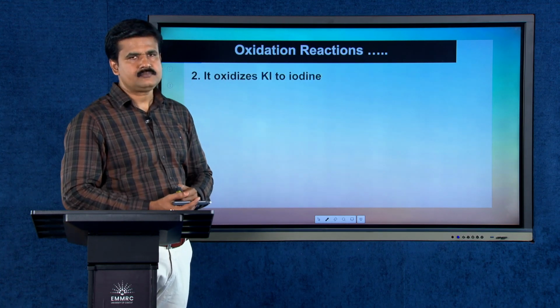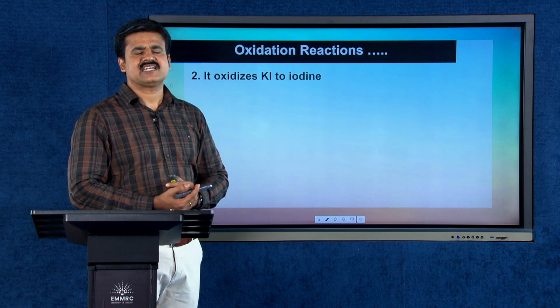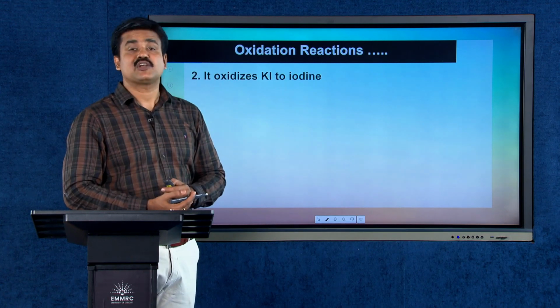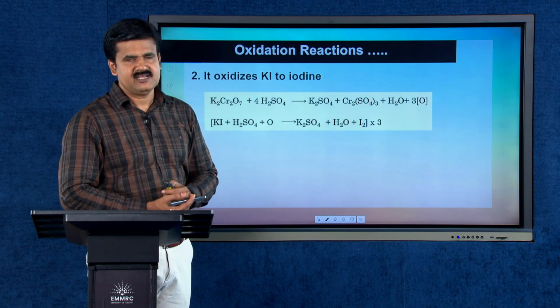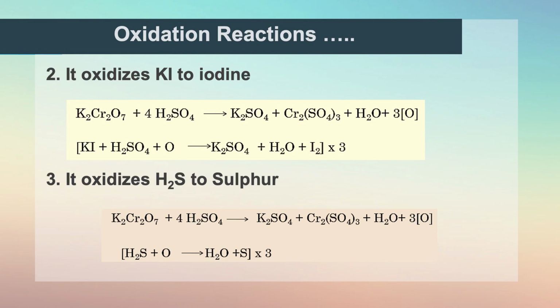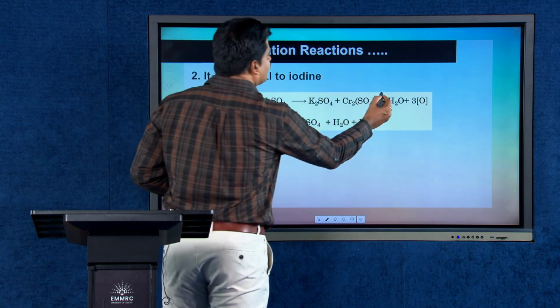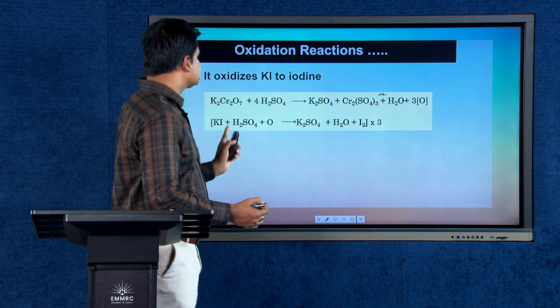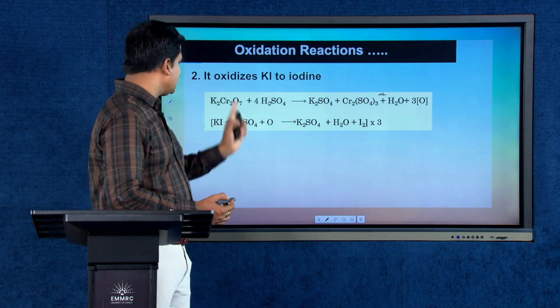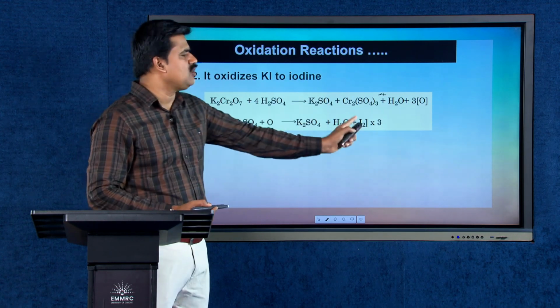Now, this acidified potassium dichromate oxidizes potassium iodide to iodine. This is the reaction responsible for this reaction. K2Cr2O7 plus 4H2SO4 gives K2SO4 plus Cr2(SO4)3 plus 4H2O plus 3 nascent oxygen. Here also you have to put 4 water. So, that oxygen converts potassium iodide to iodine.